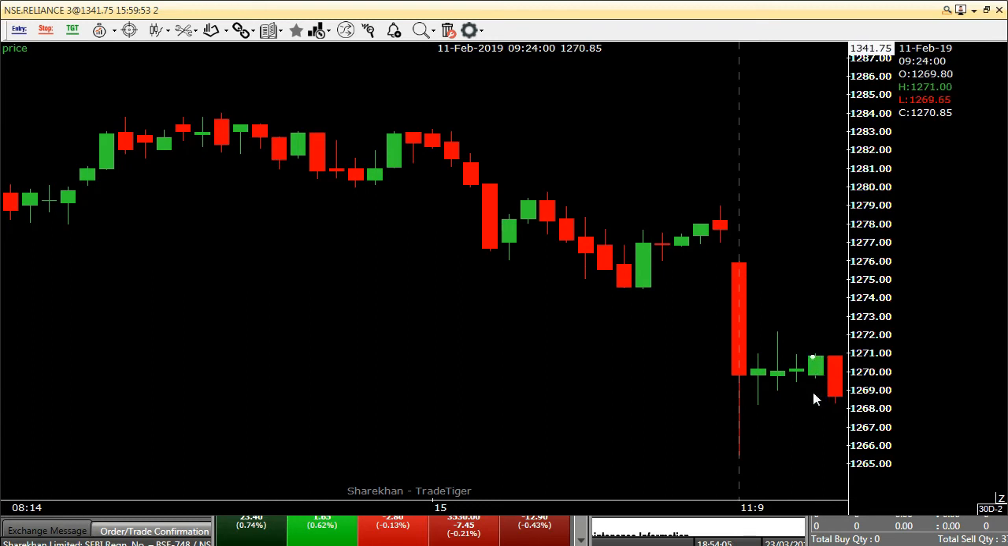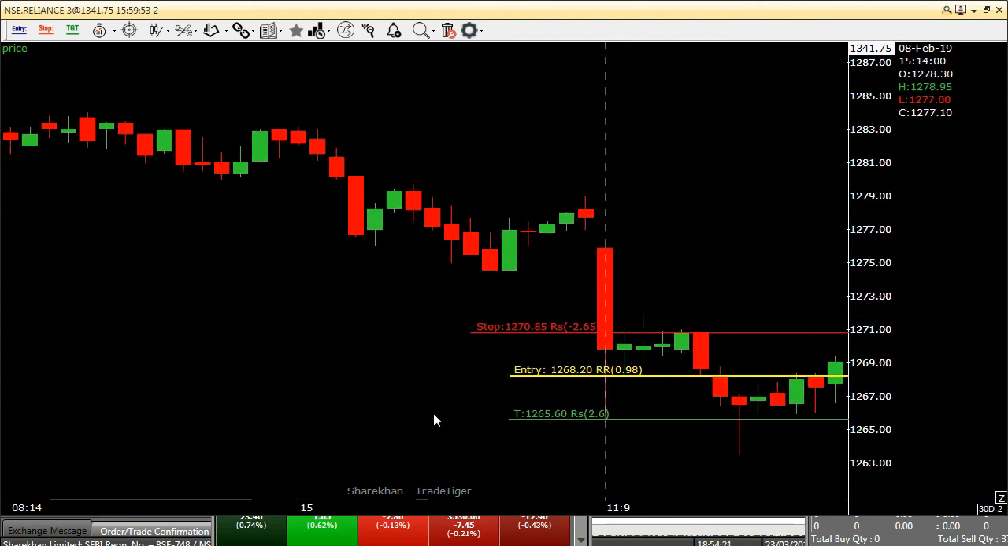A sell signal on a bearish engulfing. Put your entry at this level and place your stop loss at this level, and it is nearly 2 rupees 65 paise. Wait for the target order at 2 rupees 65 paise. Same thing, and your target is done at the same level.